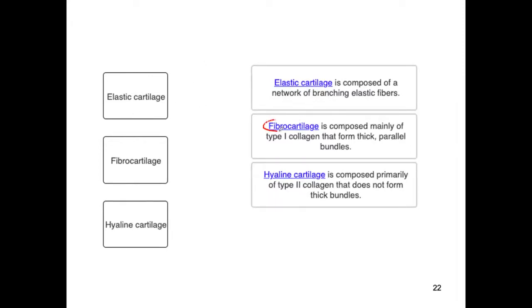Let's look at fibrocartilage first. It's composed mainly of type 1 collagen fibers, and it's a thick parallel bundle. Because it's so thick, it's the strongest one. And we'll find that where you have the intervertebral discs or even the pubic symphysis, which is where the pubic bones meet.